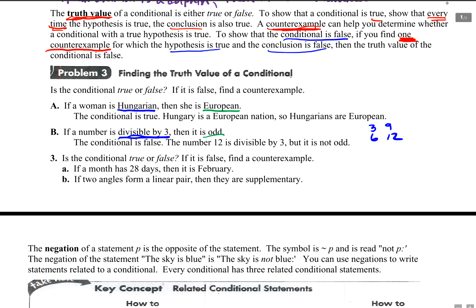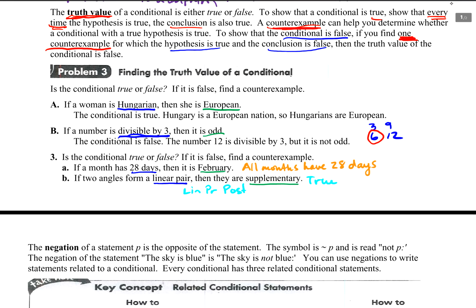So any one of these will make our conditional false. So we cannot say this. 6 is a counterexample, 12 is a counterexample. You don't need both of them, you only need one. All right, it's your turn. Pause the video and do the next couple of problems.